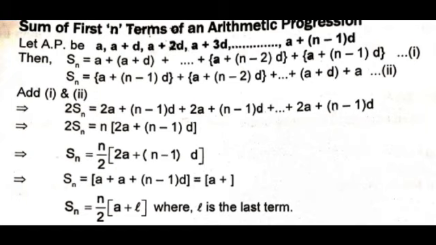Now, if we bring 2 from the left hand side to the right hand side, we will have n by 2 into 2a plus (n minus 1) into d. If we split the bracket part, we can write Sn is equal to n by 2 into a plus (a plus (n minus 1) into d), that is, first term plus last term, multiplied by n by 2. So this is the expression for the sum of n terms of an AP. Please solve it by yourself.